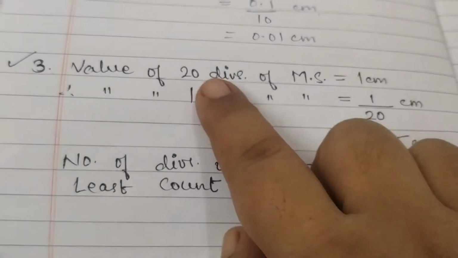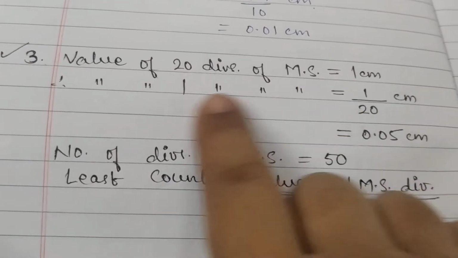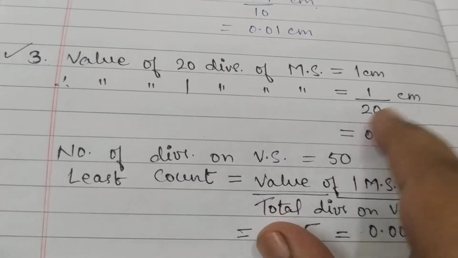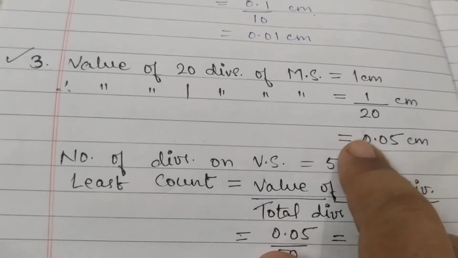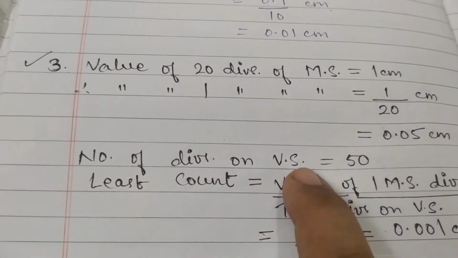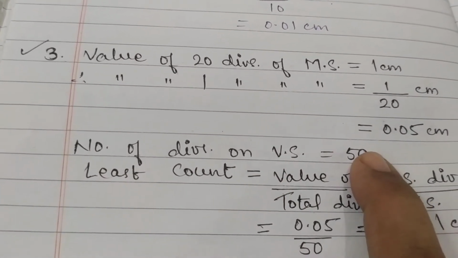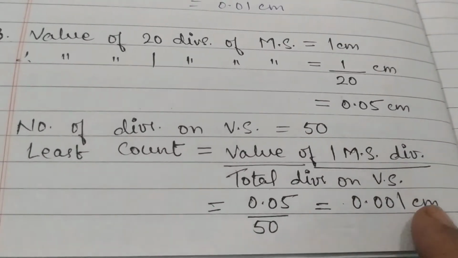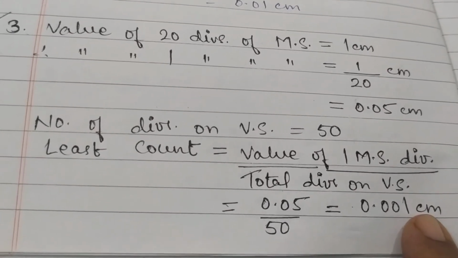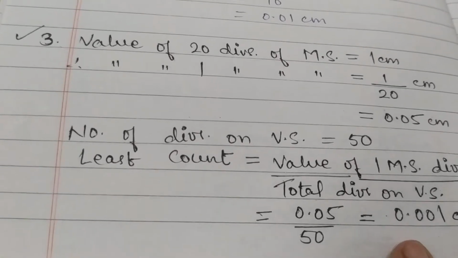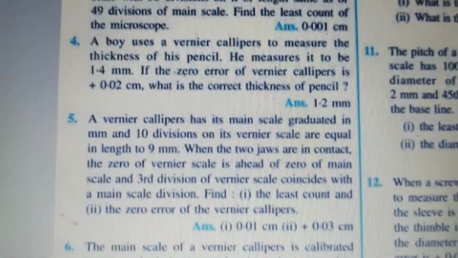In the question, value of 20 divisions of main scale is given. So from here we will calculate, therefore value of one division of main scale is equal to 1 upon 20 centimeter, right? That comes out to be 0.05 centimeter. The number of divisions of vernier scale is given in the question. It is equal to 50. So we'll write the formula of least count and then put the values. We get 0.001 centimeter. This is how we calculate the least count.